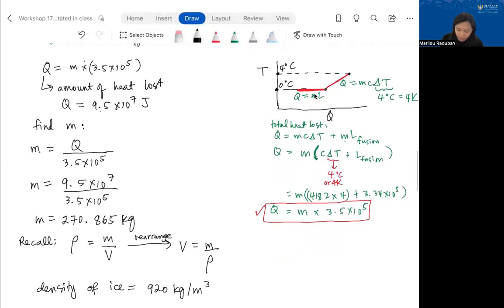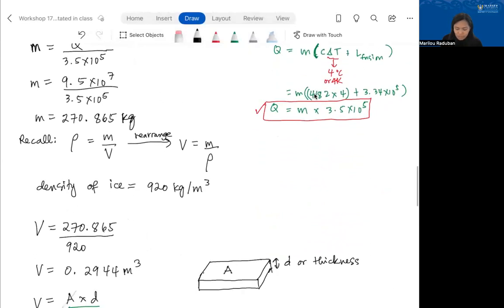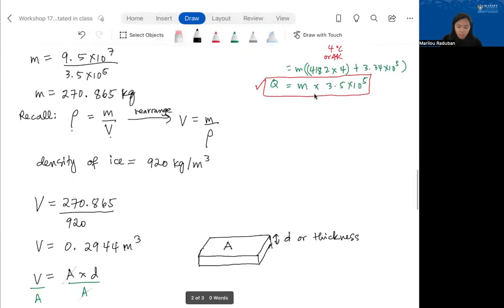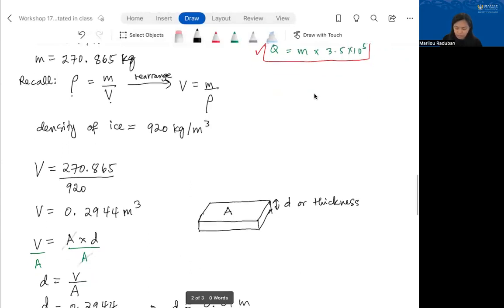And from there, we can find the mass of the water that's frozen into ice. We assume that the mass of water is the same as the mass of ice. So we've found here the mass of the frozen ice, 270.865 kilograms. By knowing the mass of the frozen ice, we will be able to figure out the volume of the frozen ice by using the density of ice, which is just a constant number that you can search in Google or look at tables.